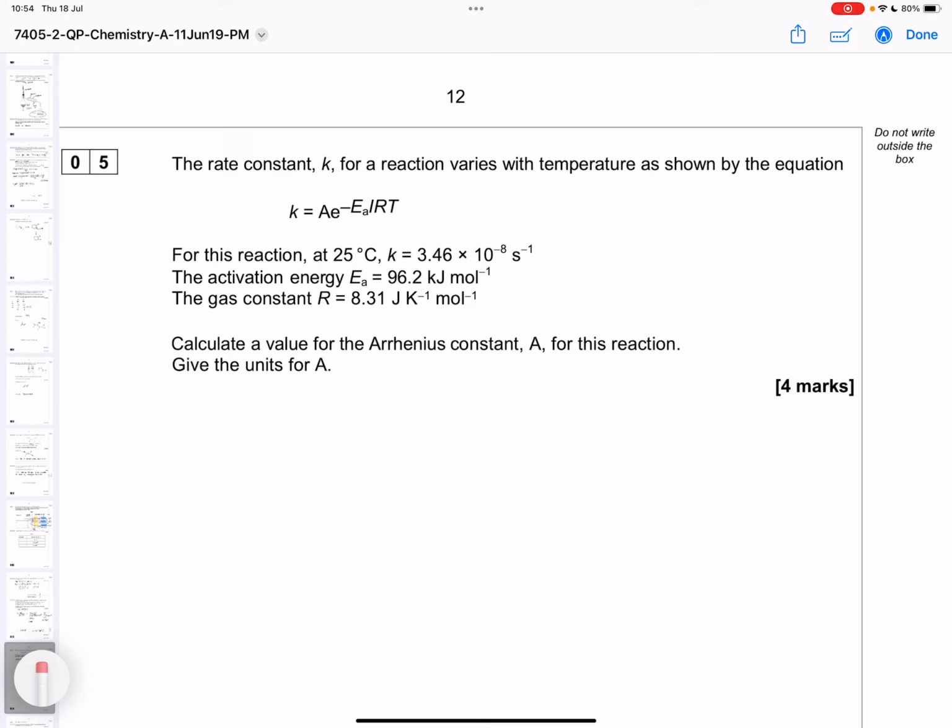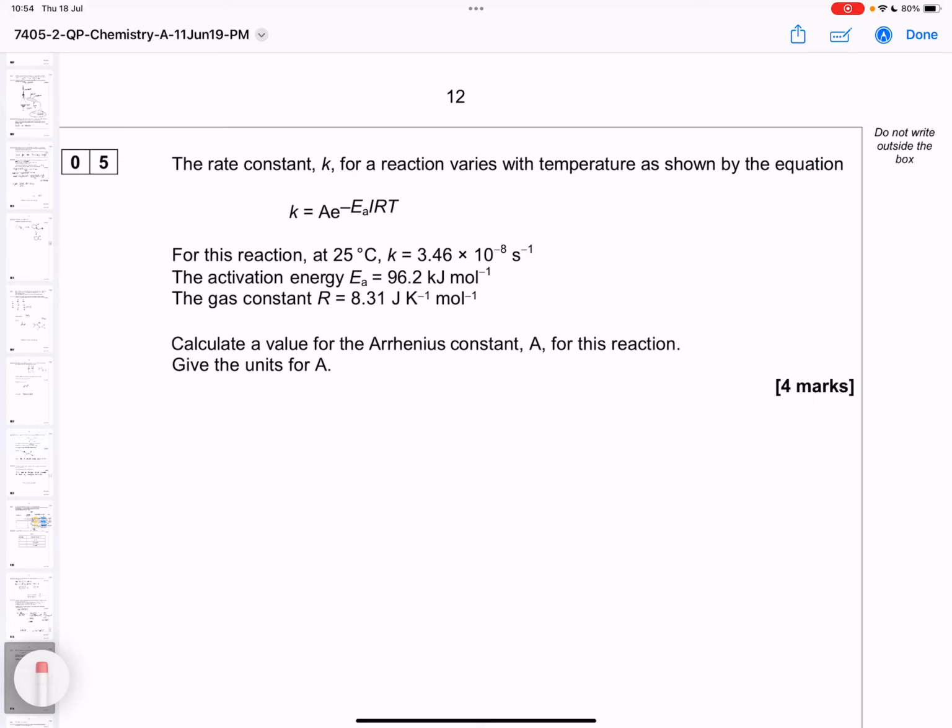The rate constant K for a reaction varies with temperature as shown by the equation K equals A e to the minus EA over RT. For this reaction at 25 degrees C, K is 3.46 times 10 to the minus 8 seconds to the minus 1. Activation energy is 96.2 kilojoules per mole and the gas constant is 8.31 joules per Kelvin per mole. Calculate a value for the Arrhenius constant A and give units for A.